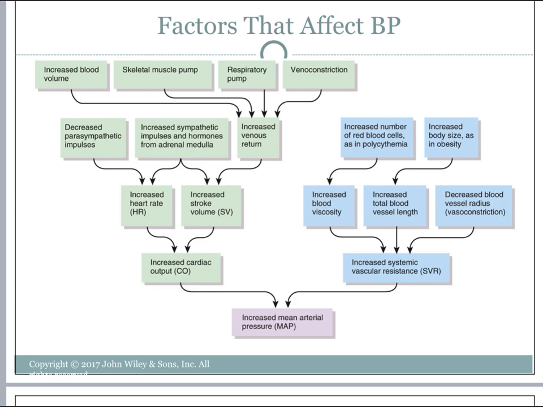Now, let's look at some of our conditions. Obesity, right? Here's one. Obesity. Polycythemia. Two: increased blood viscosity with polycythemia. Increased total blood vessel length with obesity. Increased resistance, systemic vascular resistance, SVR, which again increases mean arterial pressure. Decreased blood vessel radius, vasoconstriction, or even with pathology with disease like atherosclerotic plaque, increased SVR, increased mean arterial pressure.